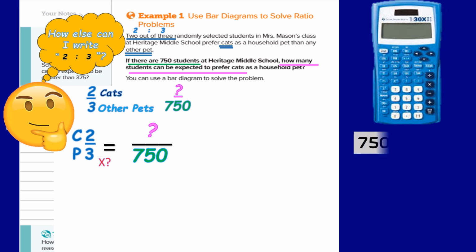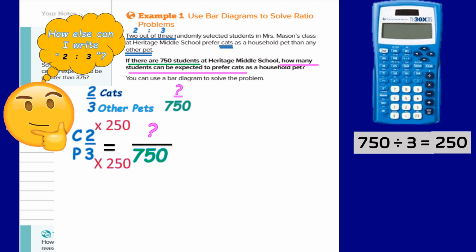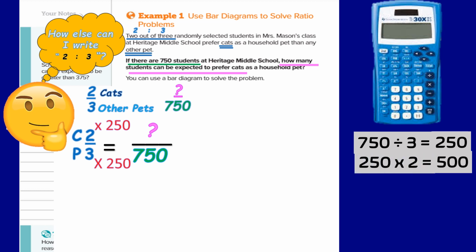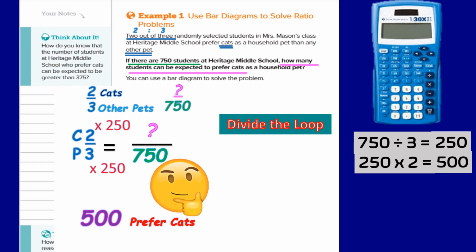Well, you get your handy dandy calculator and you type in, once again, backwards, 750 divided by 3 equals, and that tells you 250. So I know I'm multiplying the bottom number by 250. Therefore, I have to, hopefully you thought, multiply the top by 250. And then I take 2 times 250 on my calculator, and that tells me that's 500. So we're finding out that we would expect 500 students out of the 750 students to prefer cats.